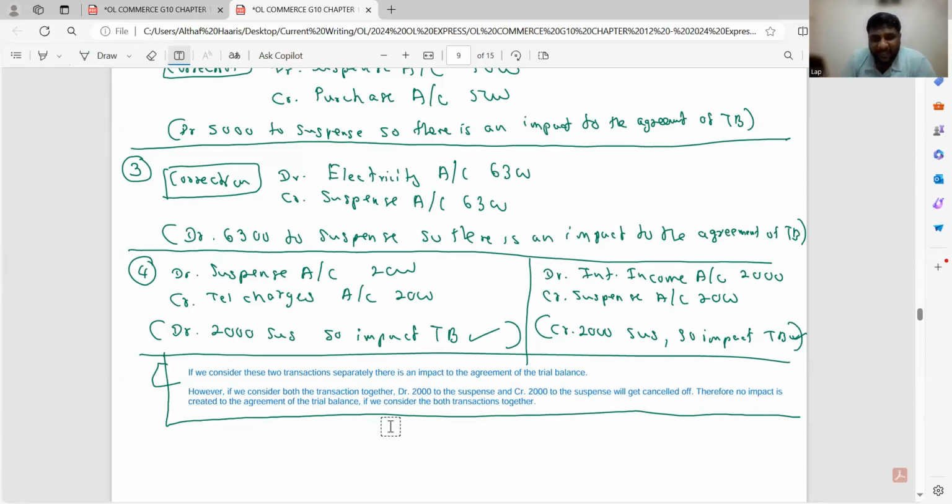Read it, people. So after reading the note, you tell me, if you take the transaction separately, like the first part, telephone charges separately, interest income separately, will you have an impact on the trial balance if you take it separately because of these two? Read the note and tell me.